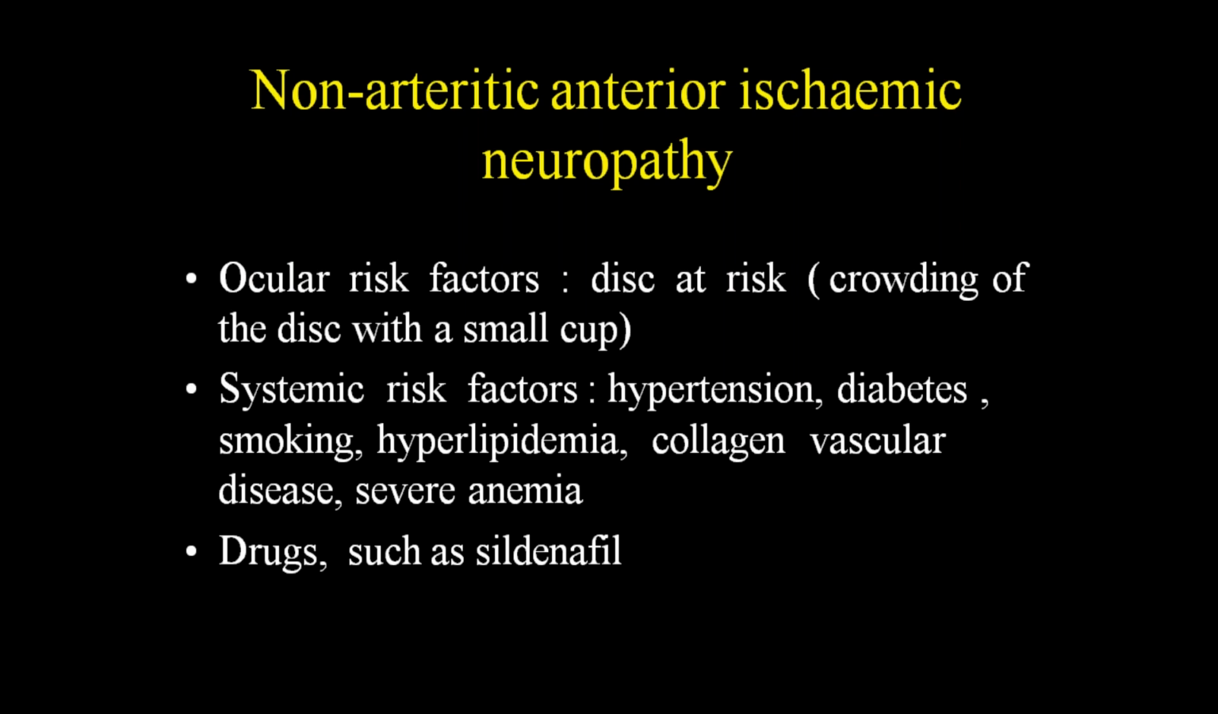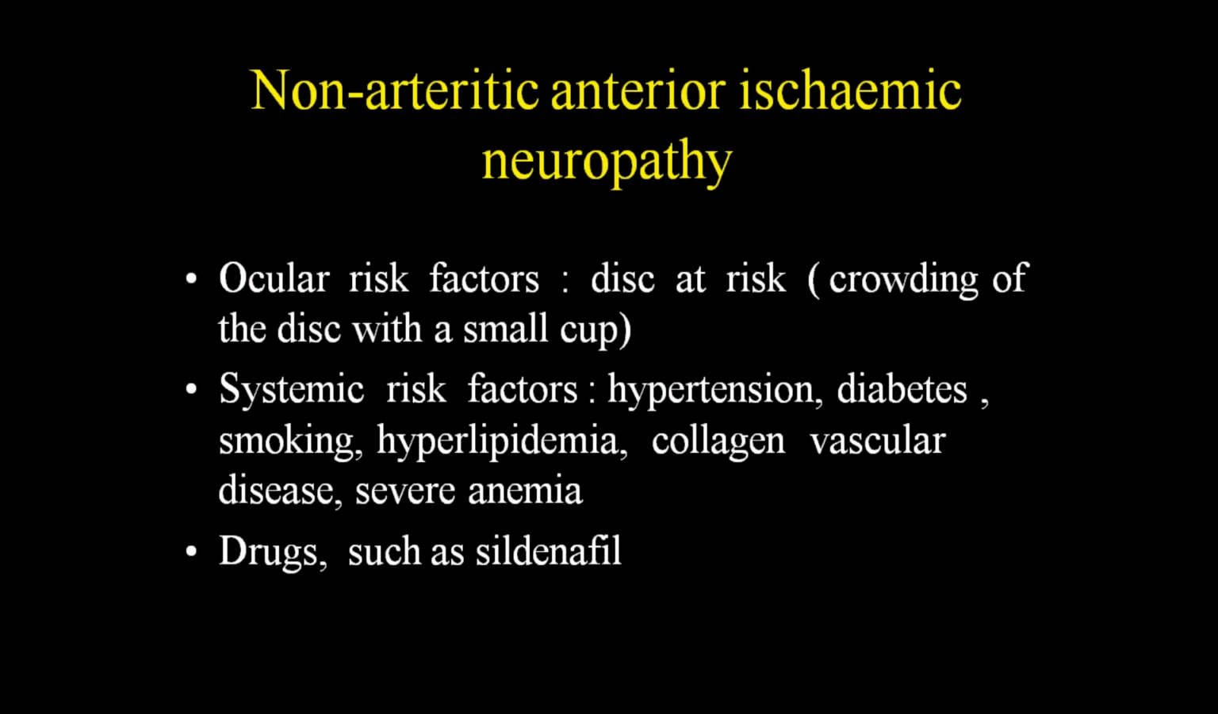So what are the risk factors? The optic disc is very small. It has a very small cup. Because it has a very small cup, the nerve fiber bundles which pass through the optic disc or the optic nerve head are crowded. So because of the crowding, sometimes when there is ischemia, the nerve fibers swell up.